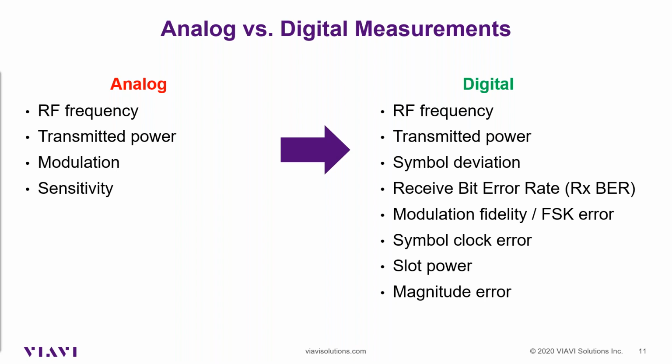So maybe the FM deviation is not correct. If the FM deviation is not correct in analog, the symbol deviation is not going to be correct in digital, and that can have a huge impact on the performance of that radio. If we measured the transmit frequency using an analog frequency counter in digital, then it's quite possible that our RF frequency is actually skewed because of the way digital signals work. So it's critical that we use the right equipment to test those radios.